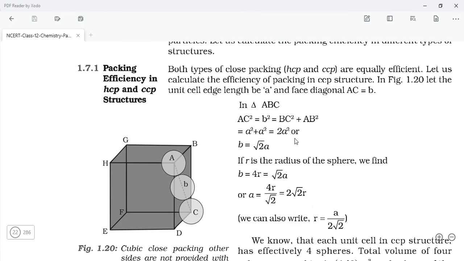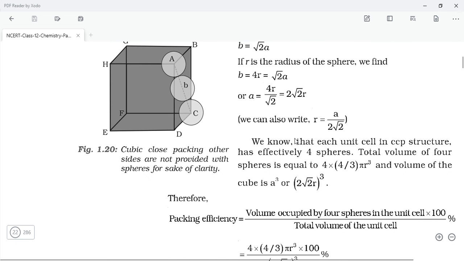Okay, in triangle ABC, AC square is equal to B square, that is equal to BC square plus AB square, simply by Pythagoras theorem, and B is equal to root 2 A. So simple. If R is the radius of the sphere, we find B is equal to 4R is equal to root 2 A. A is equal to 4R upon root 2, that is equal to 2 root 2 R. We can also write R is equal to A upon 2 root 2.